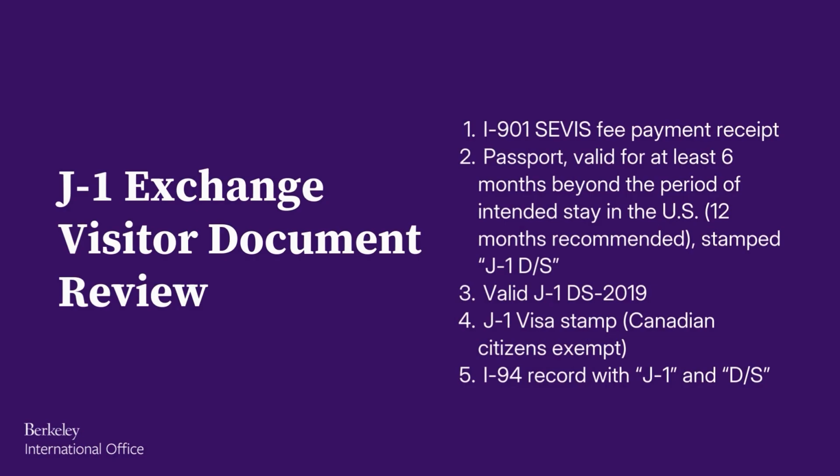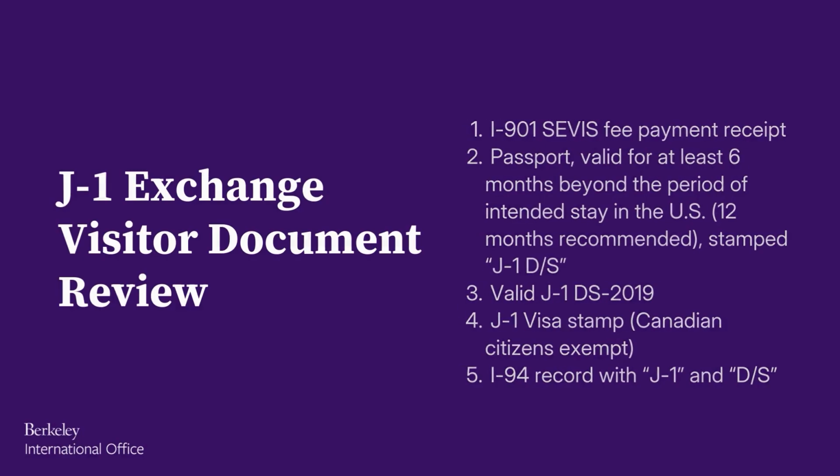To review, make sure that you keep your I-901 SEVIS fee payment receipt for your records. Your passport needs to be valid for at least 6 months beyond the period of your intended stay in the US, though 12 months is recommended. It may not have an entry stamp, which is okay, but if it does, it should be stamped with J1 and D/S. You should always maintain a valid J1 DS 2019. You should have a J1 visa stamp, unless you are a Canadian citizen, as they are generally exempt from this requirement, and your electronic I-94 record should show J1 and D/S.